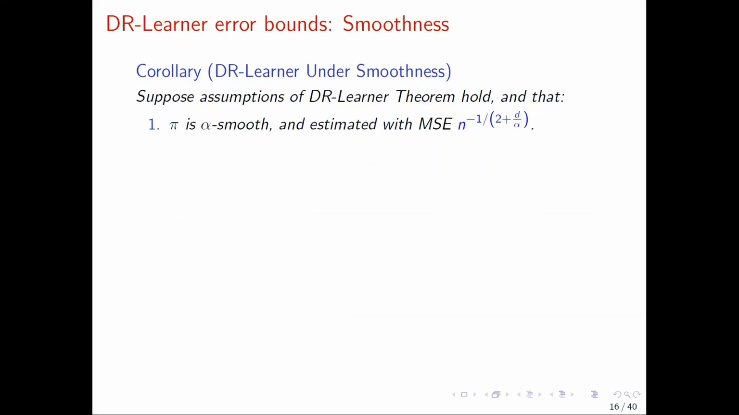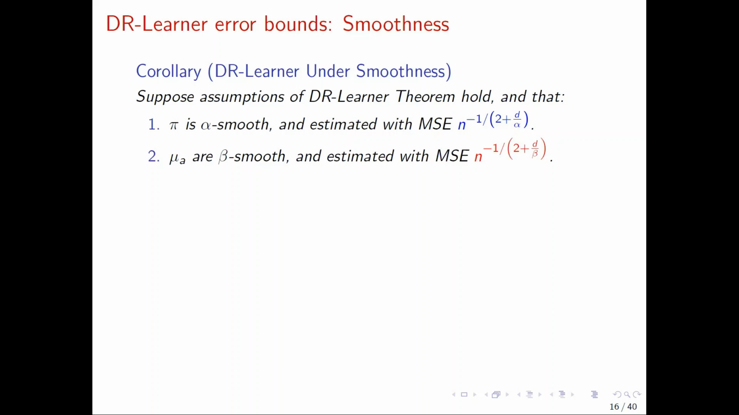So for example, in the smooth case, we could say that the propensity score has its own smoothness, alpha. So it has alpha minus one bounded derivatives. We know the optimal rate for estimating alpha-smooth functions. It looks like n to the minus one over two plus d over alpha. So it's something like a root n parametric rate with some penalty paid for how big the dimension is relative to the smoothness. The more smoothness, the easier it is, the closer we get to the classic root n rate; the less smoothness, the further away we get.